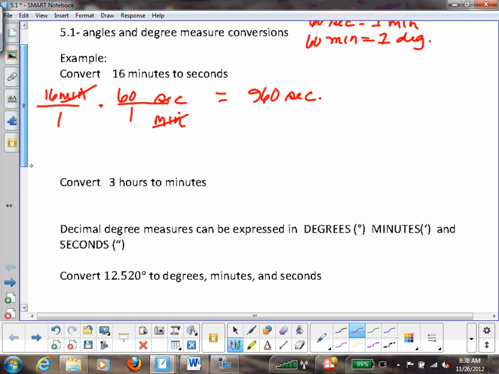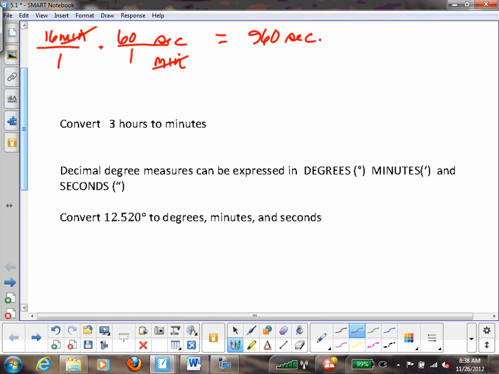All right, 3 hours to minutes. Well, 3 hours over 1 times minutes over hours. Again, 60 minutes in an hour gives me 180 minutes. Cancel those units.